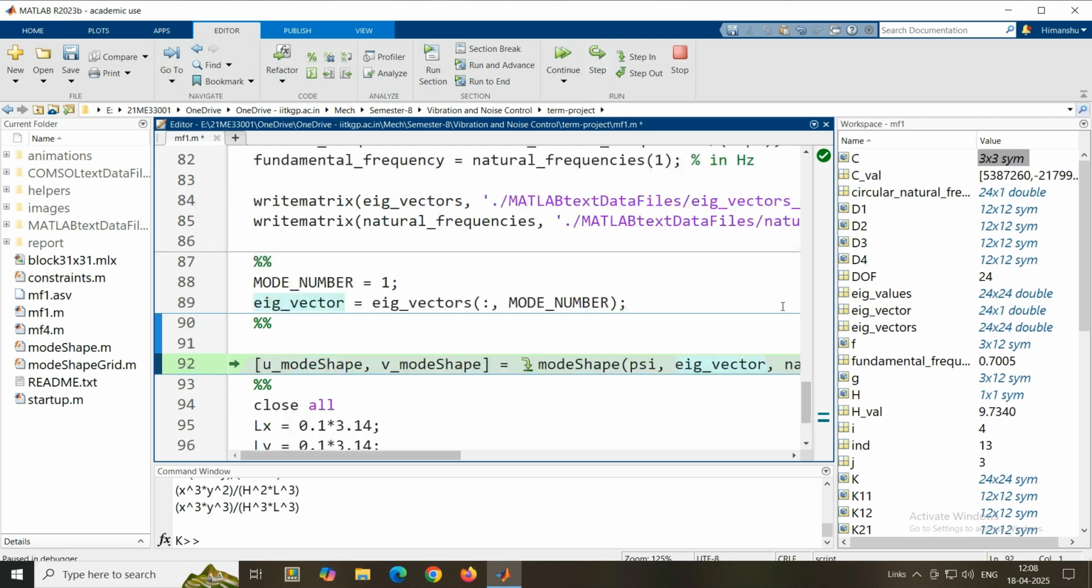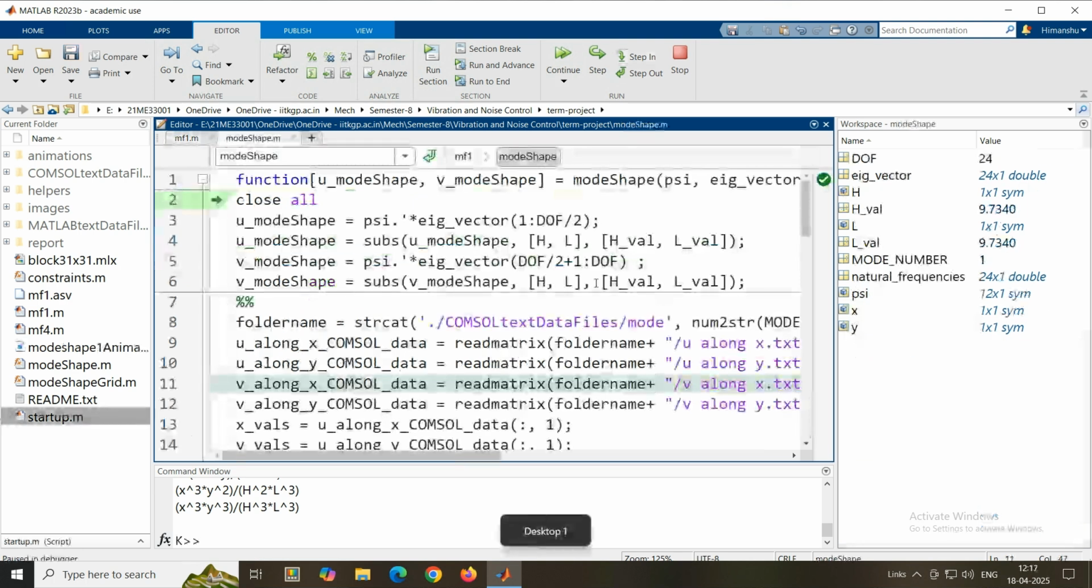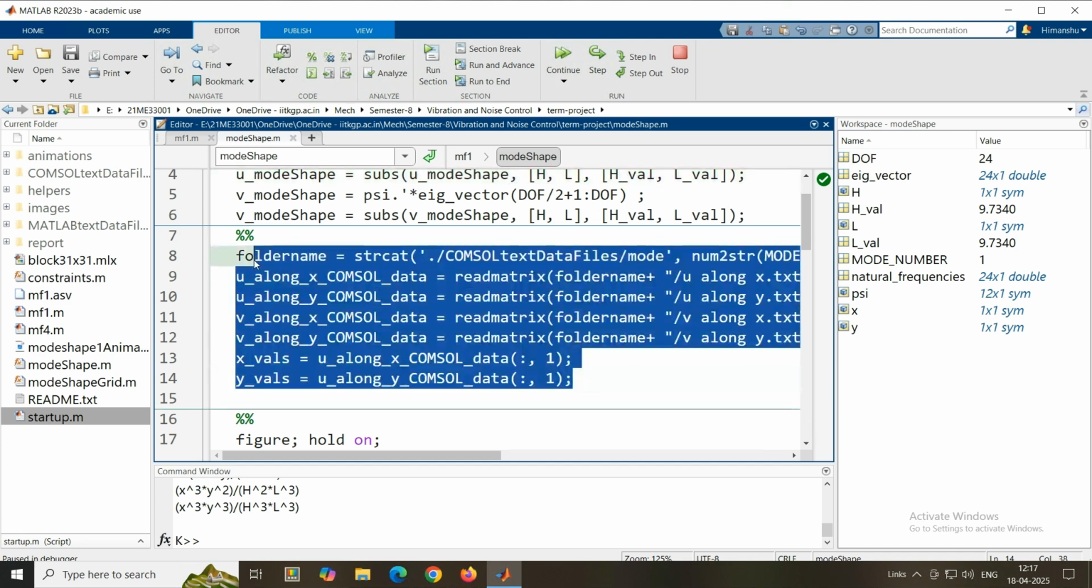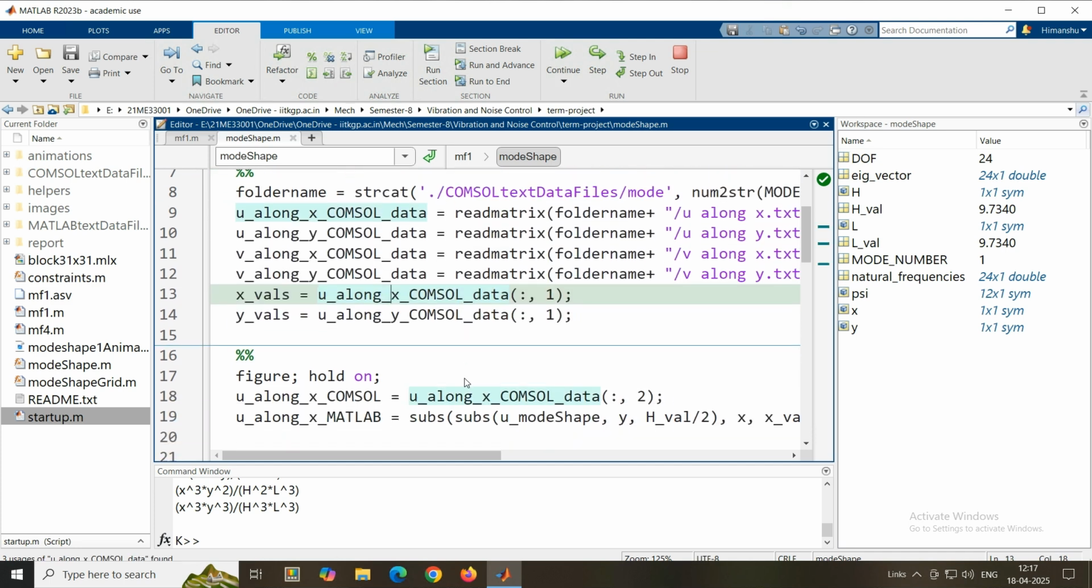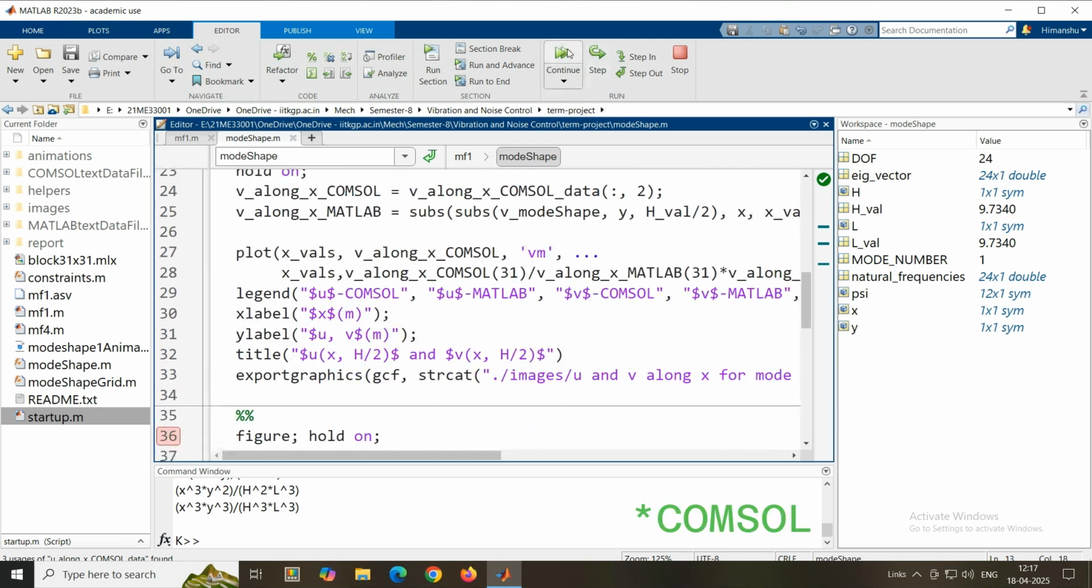Now I'll make a plot of that. In this function, I'm comparing the results obtained from COMSOL and MATLAB. This U mode shape and V mode shape are the mode shapes obtained from the MATLAB results that I had shown, and this is the data from COMSOL. I'll show this plot first.